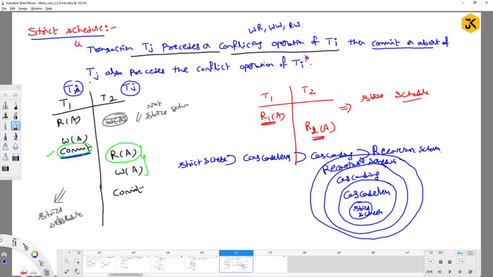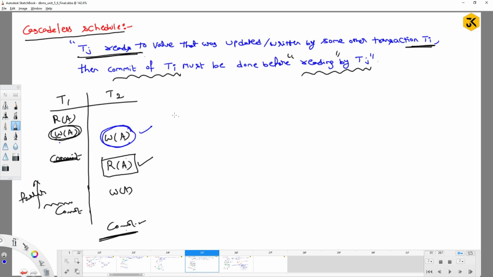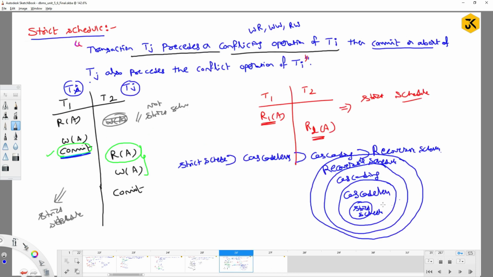Is it correct? Yes, it is perfect, right? So every strict schedule will be a cascadeless schedule, but vice versa is not correct. Why is vice versa not correct? If you take this example itself, it is cascadeless but not a strict schedule. The strict schedule is not happening because this write operation is done before committing its operation. So with this example, I can say that this is the corresponding diagram for it.